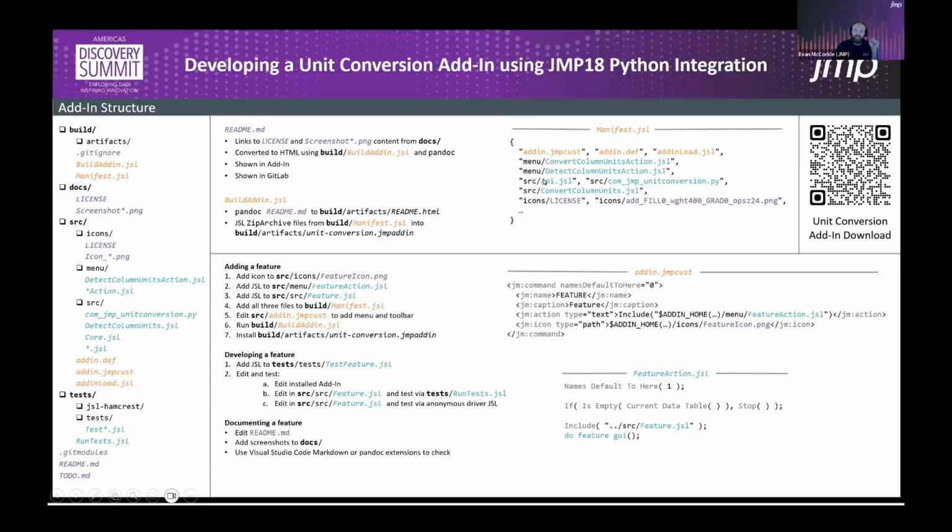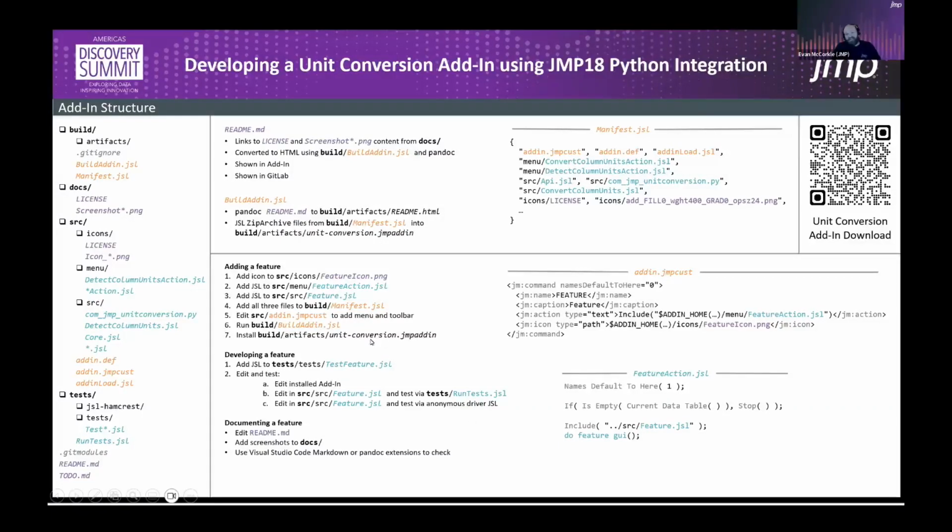So for the manifest file, this is basically a listing of all the files from this structure over here on the left that it's going to end up in the JMP add-in archive that will then be installed. And the build add-in JSL script basically does the pandoc step to convert Markdown to HTML, reads the manifest, and uses the JSL zip archive API to collect all the files and put them into a JMP add-in file in the build artifacts directory.